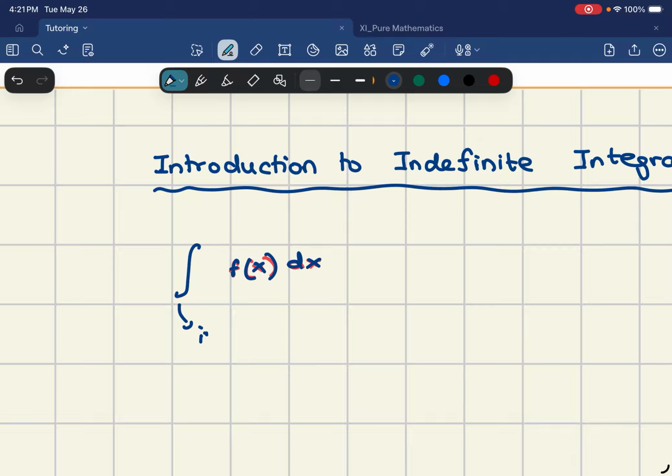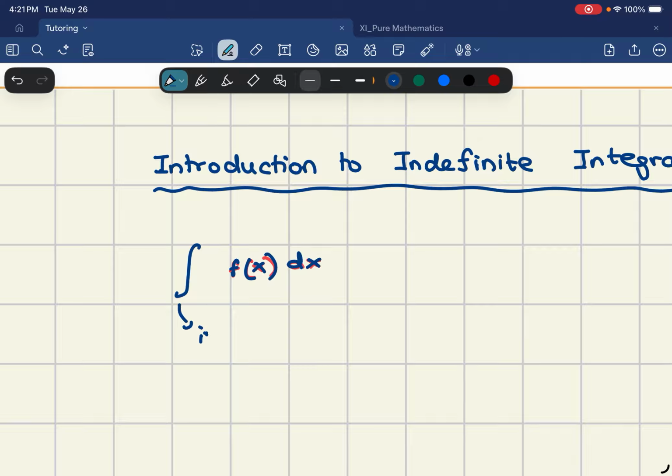And in an indefinite integral, we have no bounds. We are just integrating a function with respect to dx. So this is an indefinite integral. Alright, so now that we have looked at the difference between a definite and an indefinite integral, let us look at the fundamental theorem of calculus.